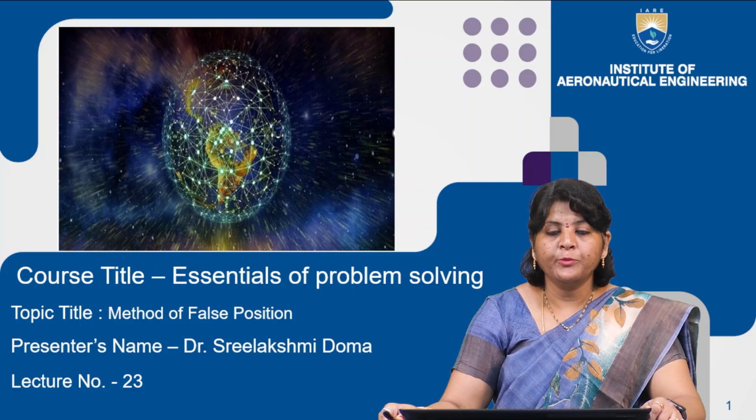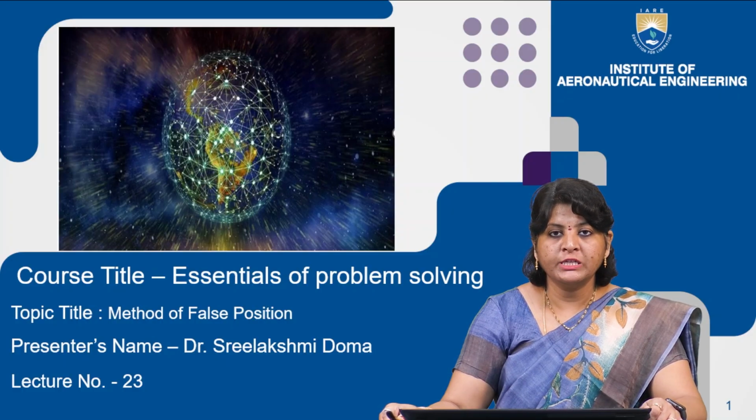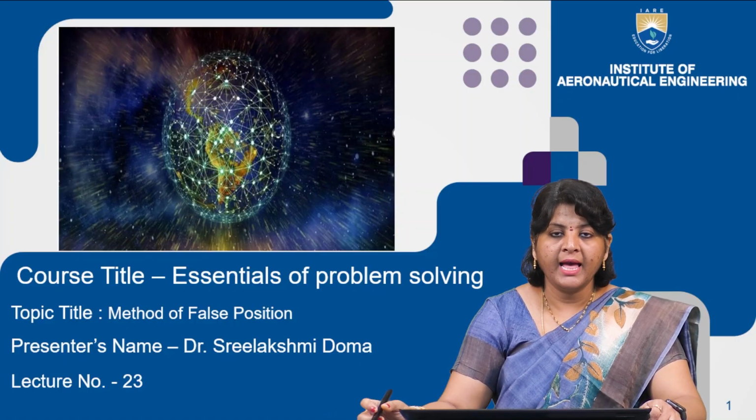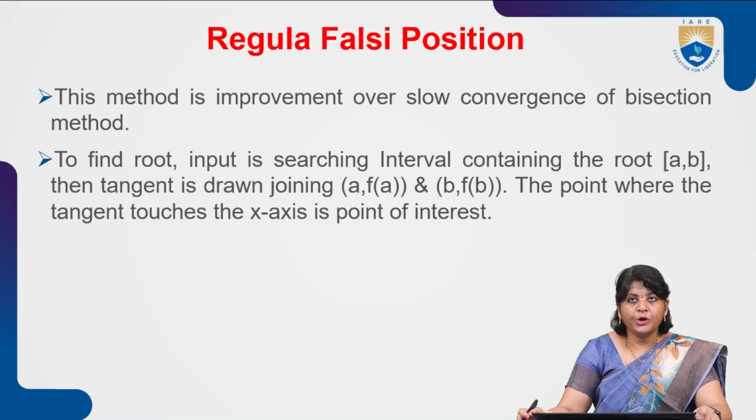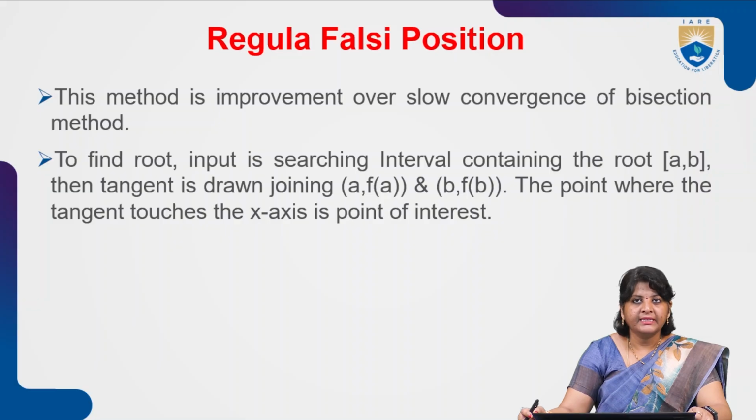In this session, I am going to discuss the method of false position, also known as the Regula Falsi Method. This method is used to find the roots of a given polynomial. The Regula Falsi method is an improvement over the slow convergence of the bisection method. In the bisection method, more iterations are required, but in Regula Falsi, we will get the root value within minimum iterations. To find the root, the input is the searching interval containing the root, a, b.